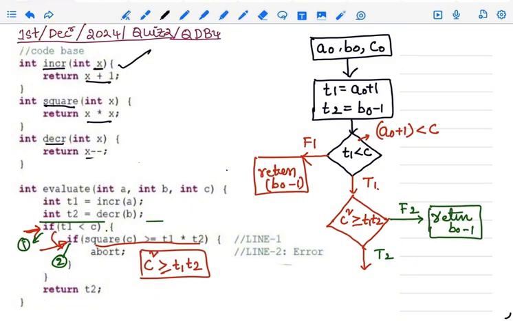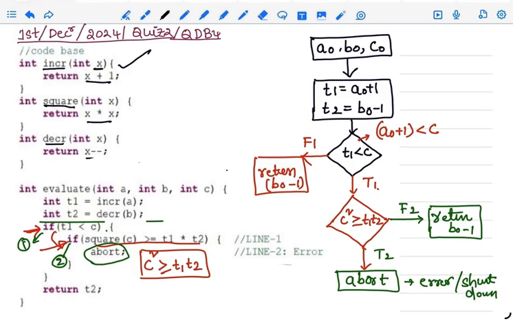If the condition is true, it reaches the abort statement. If it is true, abort. Abort means there is an error or shutdown. This is the condition, and this is the flowchart for the given program. So now we will go to the options.